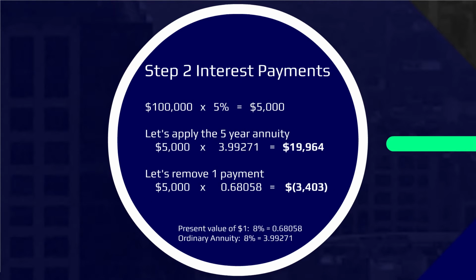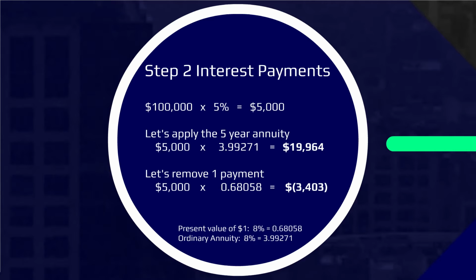Let's take care of our interest payments now. We have a $100,000 par value times a 5% stated or notional interest rate of the bond gives us a $5,000 payment over the entire life of the bond for 5 periods. So let's apply the 5-year annuity, which they've given us, and we get $19,964. The problem is we only need 4 periods.